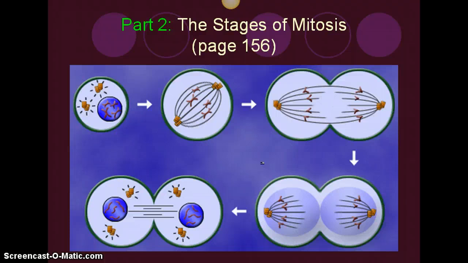Okay, so now we're on to the stages of mitosis. This is on page 156 if you'd like to look at some pictures from your book. With mitosis, we have four main parts: prophase, metaphase, anaphase, and telophase. You can draw in some examples for yourself in your notes packet if you like, and give a little example or a couple sentences about what happens in each phase as well.